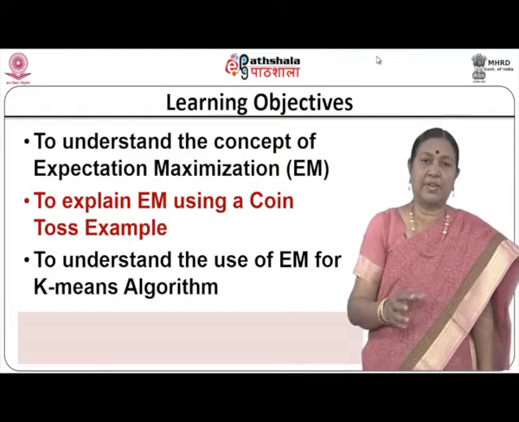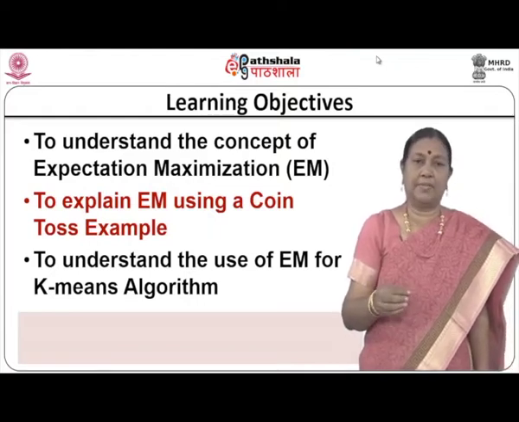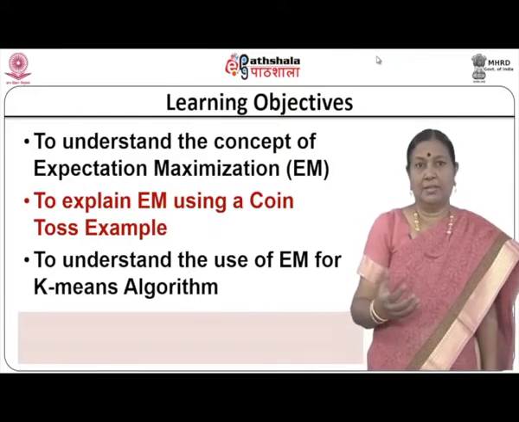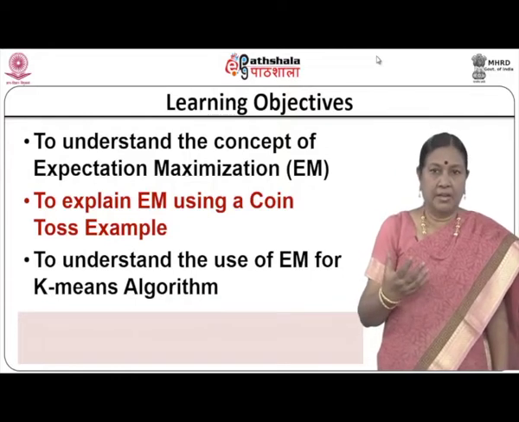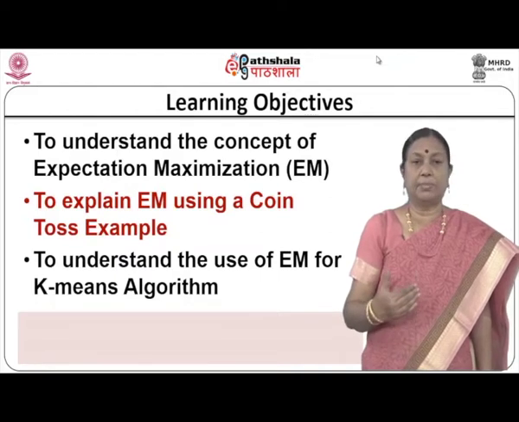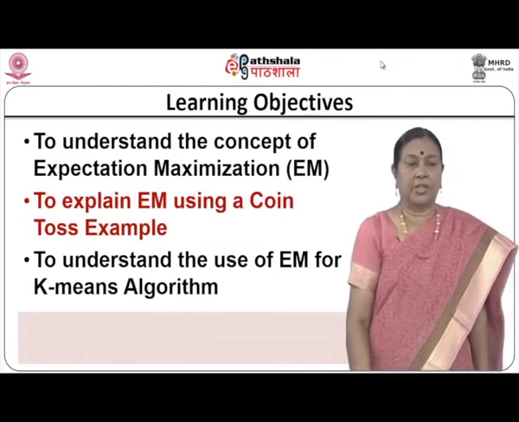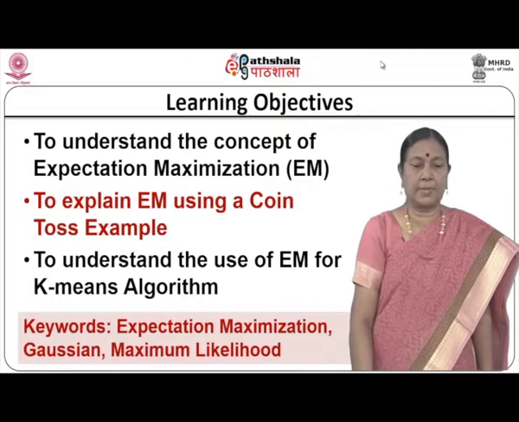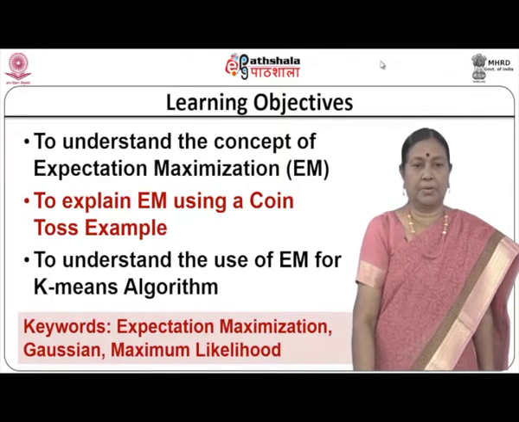Initially you are going to take a very simple example and explain it without the use of the Gaussian, the normal probability function, using probability only, but in the second we are going to use a probability distribution function. So, the key words here are expectation, maximization, Gaussian and maximum likelihood.